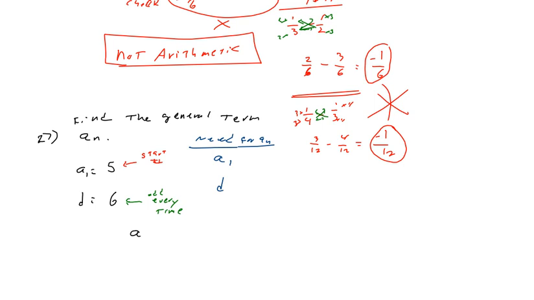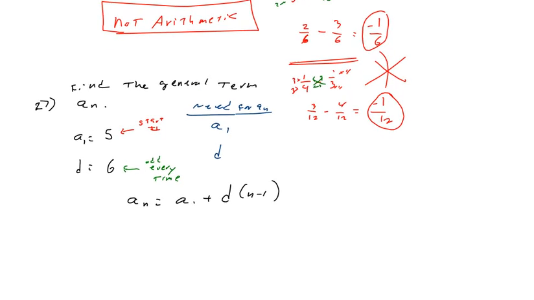An equals, I know it's A1 plus D times n minus 1, is my formula. So I have my A1, I have my D, I'm going to plug them in. An is 5 plus 6 times n minus 1.